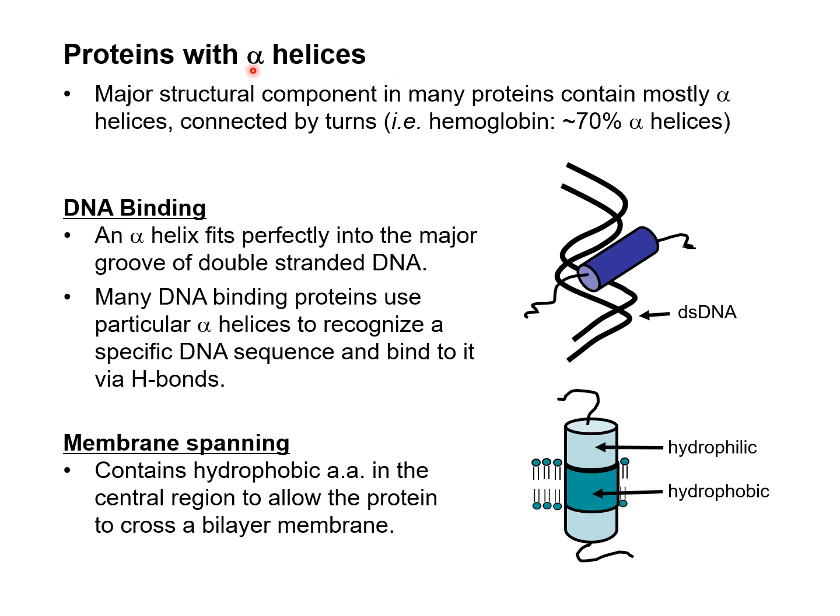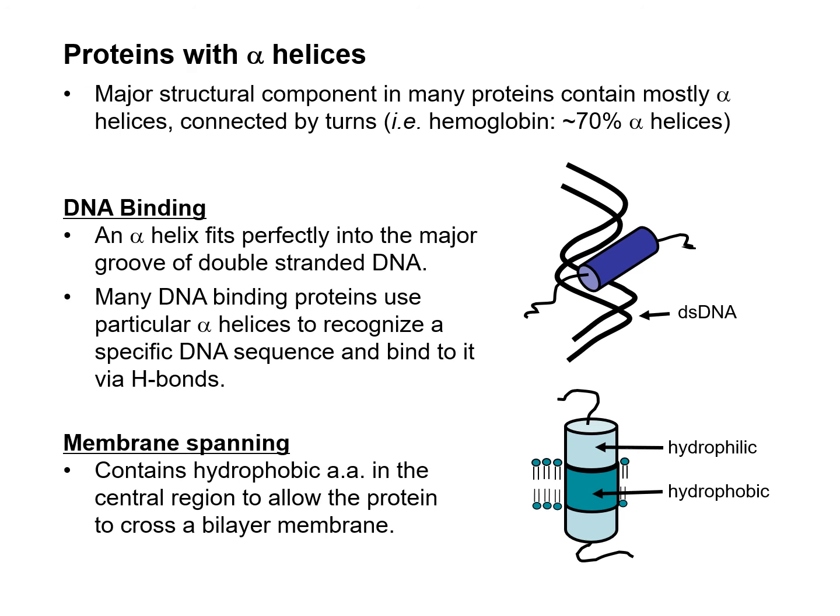Alpha helices are the major structural components that many proteins contain, and these alpha helices are usually connected by turns. So one protein can contain multiple alpha helices. An example is hemoglobin, where 70% of the residues actually form alpha helices as their secondary structure. And these alpha helices have DNA binding functions.